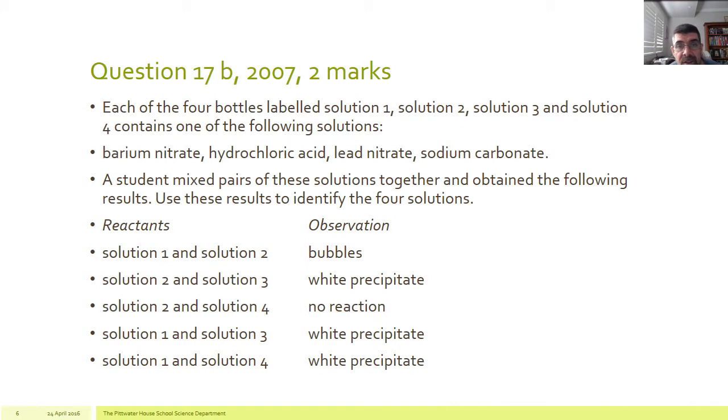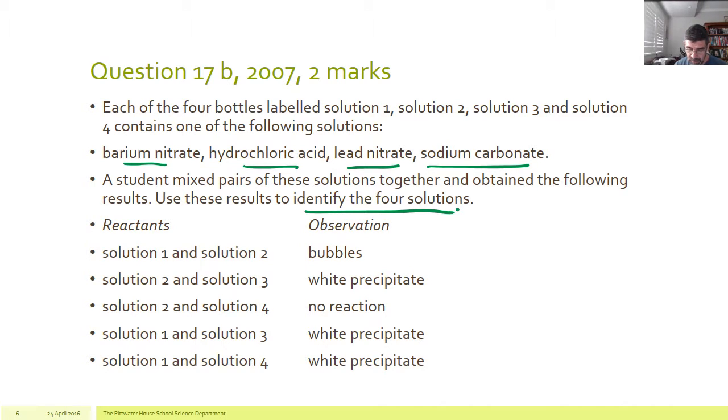So these are the sorts of questions, again, with unknown solutions. In 2007, there was a question which was part of a bigger group, writing equations and those sorts of things. But specifically what you had was 4 substances: barium nitrate, hydrochloric acid, lead nitrate, and sodium carbonate. And remember that now we have some understanding of cations and anions, and what we want to do is to identify the 4 solutions and to see what results we can get from that.